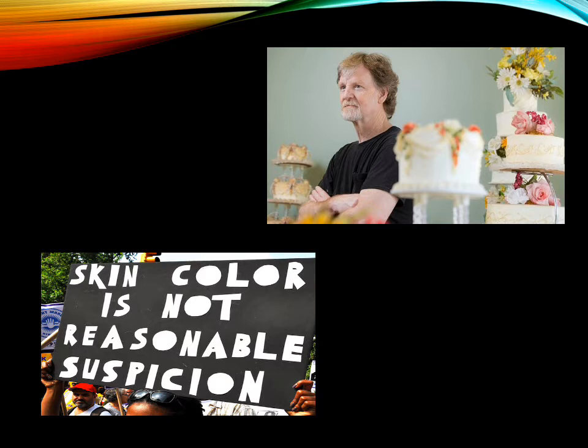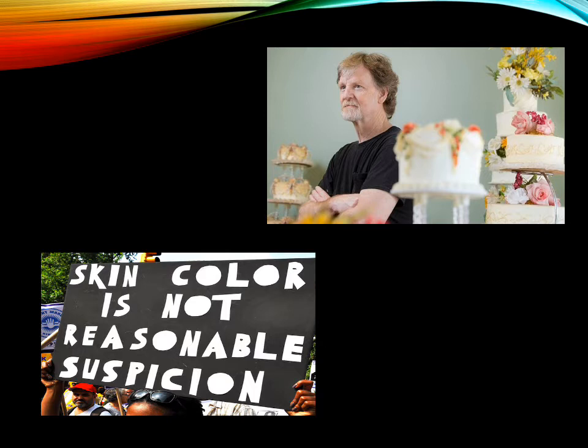On this slide, you see two pictures. In the upper right-hand corner, you see a picture of a man who is surrounded by cakes. And on the bottom left-hand corner of the slide, you see somebody holding up a sign that says skin color is not reasonable suspicion. Both of these are examples of the intersection of civil liberties and civil rights.